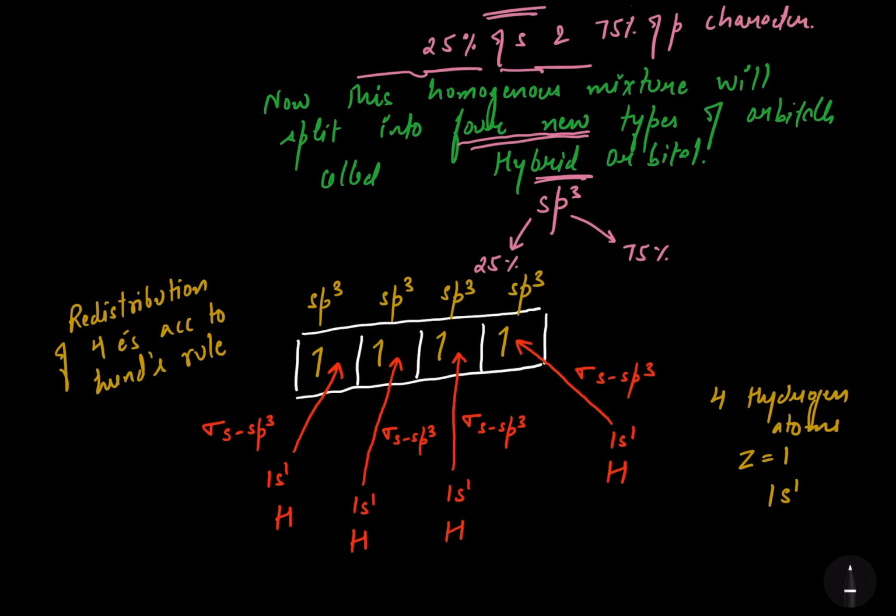I'm repeating it again. The hybridization will take place only at the time of bond formation. The non-bonded atoms are not hybridized. If we take away the hydrogen, then the sp3 orbitals of carbon will convert back to the 2s and the 3 2p orbitals of carbon.